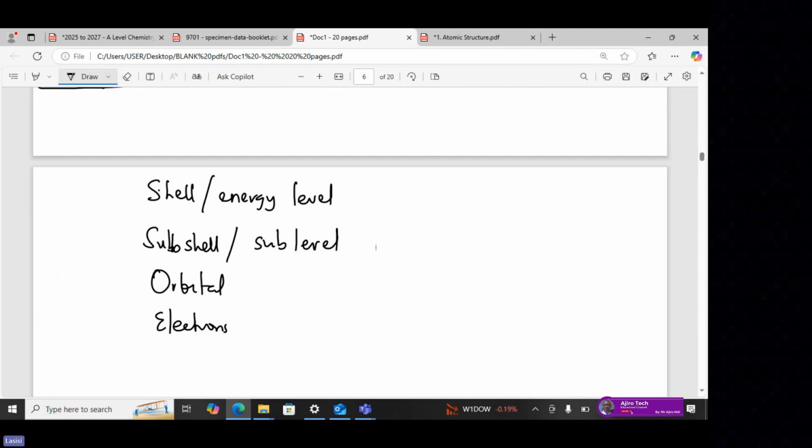Relax, I'll say it again. Electrons are found in the orbital, right? Then one or more orbitals make up a subshell. One or more subshells make up a shell. Okay. Which one is the most complex?